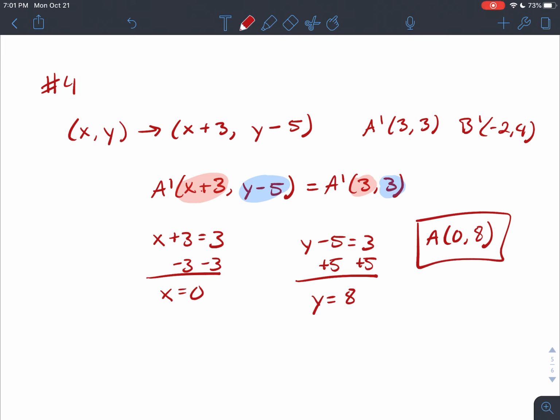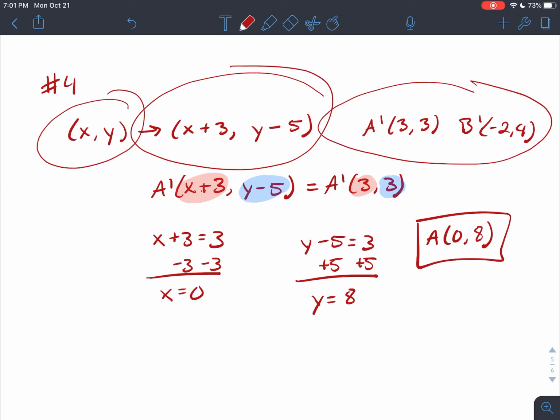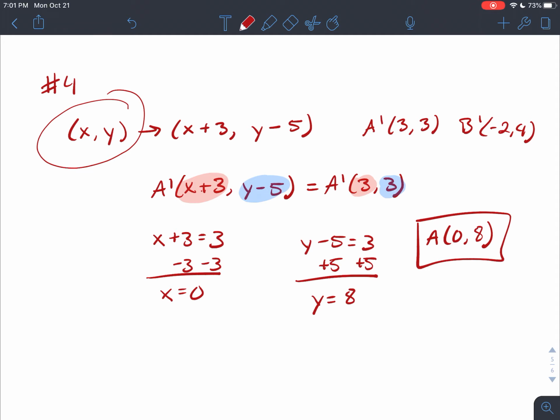And then you're going to do the same thing again with B. You're going to say x plus 3, y minus 5 equals negative 2, 4. Solve for x, solve for y. Same thing on number 5. On number 6 and 7, it says to find the rule for the translation. So it gave you this, and now it wants you to find this.